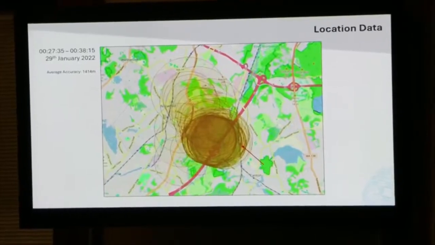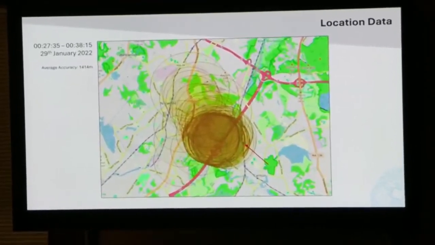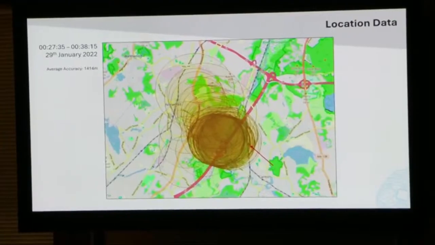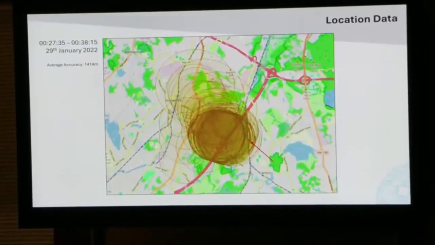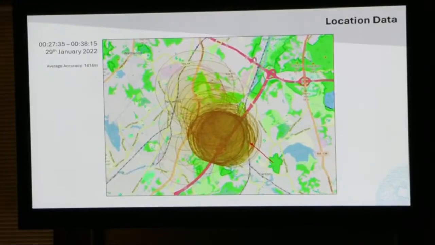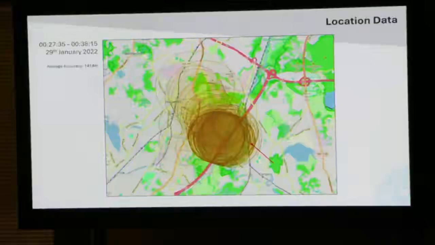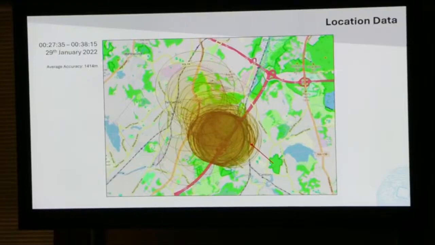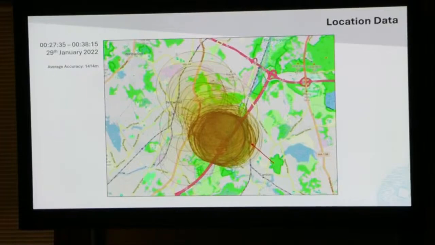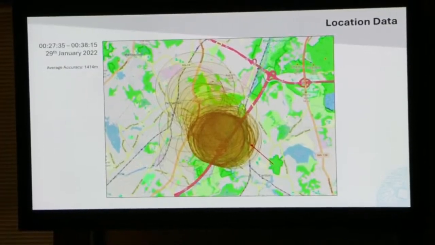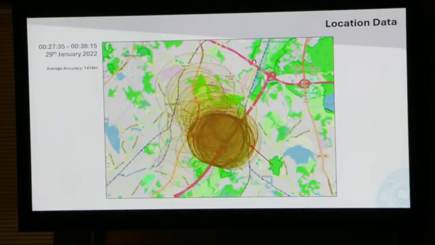Between 27 minutes and 35 seconds and 38 minutes and 15 seconds, there were approximately 50 low accuracy records. Again, the device wasn't being used to ask for location data. This is completely passive and resulting in some pretty poor location data. I've highlighted with the red arrow where 34 Fairview Road is. And we can see, although a lot of these location data do overlap with that point, there is location information here that doesn't.